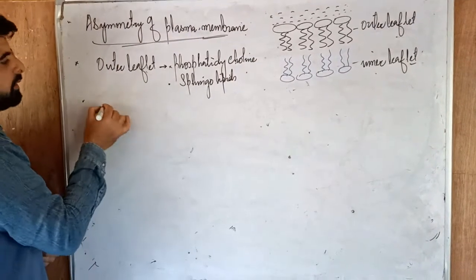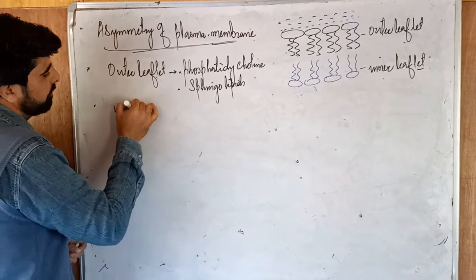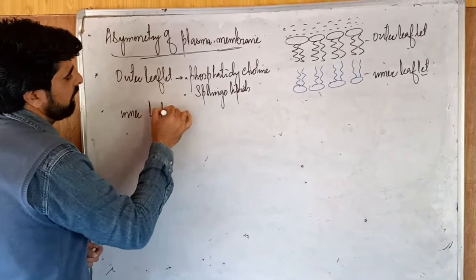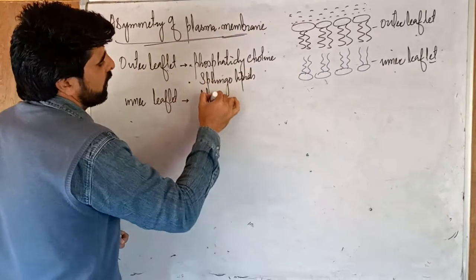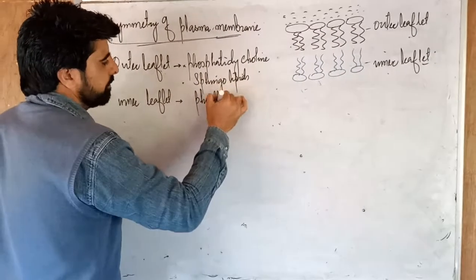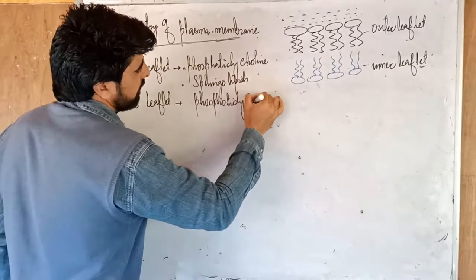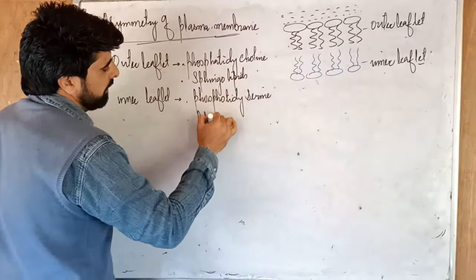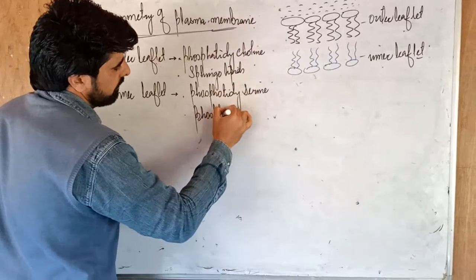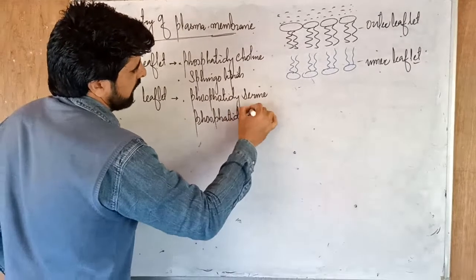Taking the internal layer, or inner leaflet, this inner leaflet is made up of phosphatidylserine and phosphatidylethanolamine.